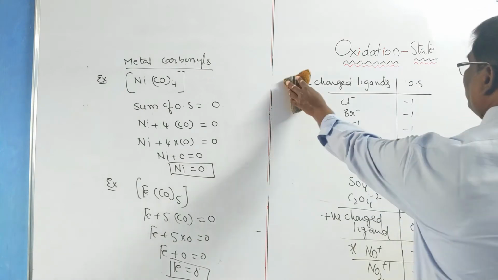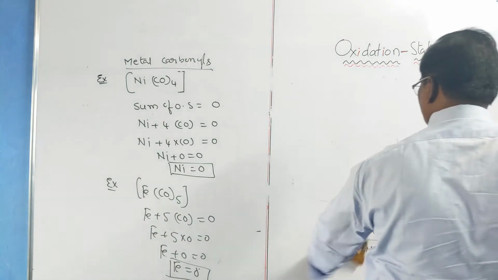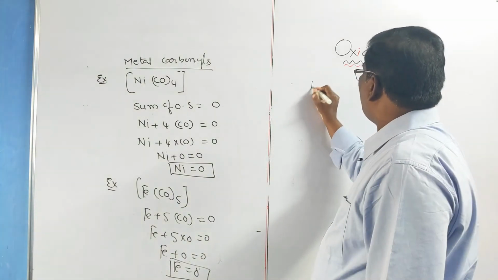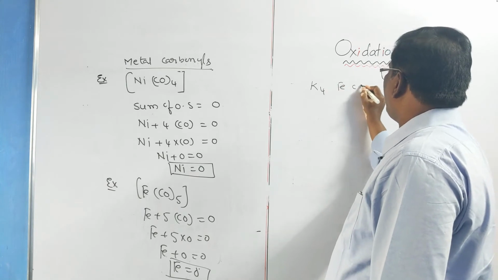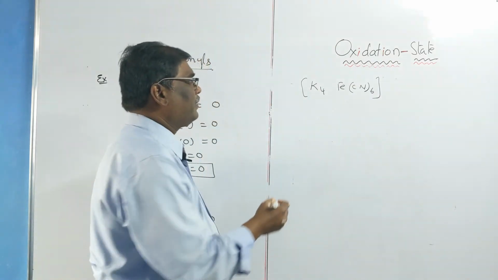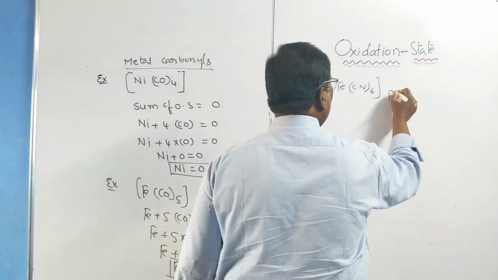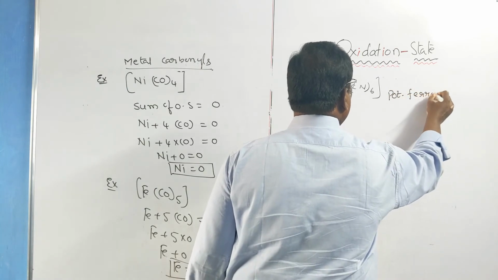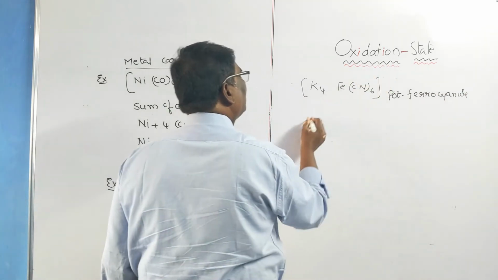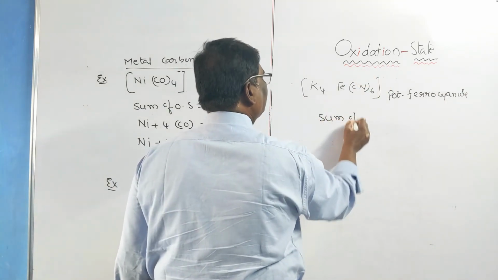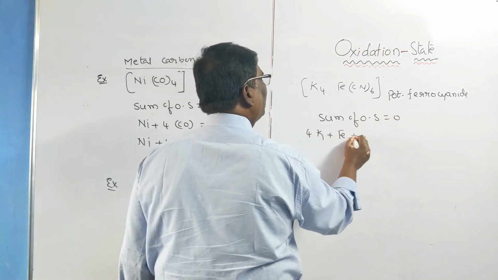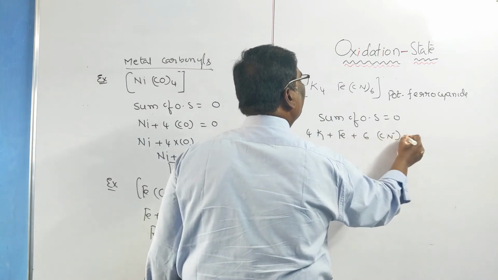Another complex we are going to calculate the oxidation state of the central atom or ion. That is nothing but, let us suppose, potassium ferrocyanide. The complex name is potassium ferrocyanide. I think this is also a neutral one. So the sum of oxidation states is equal to 0. There are 4 potassium, 1 iron and 6 cyanide ions, which is equal to 0.